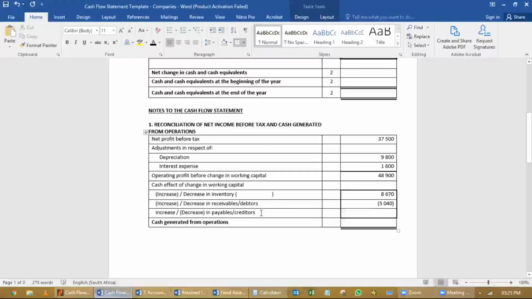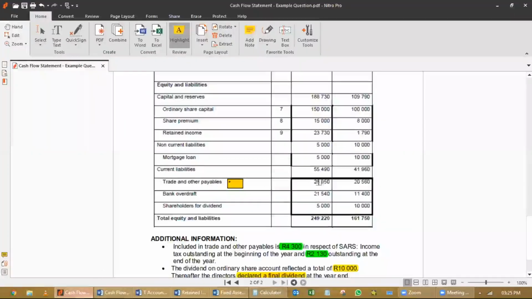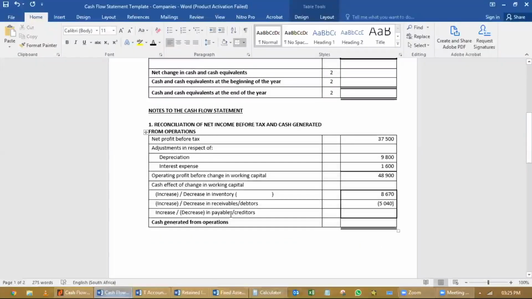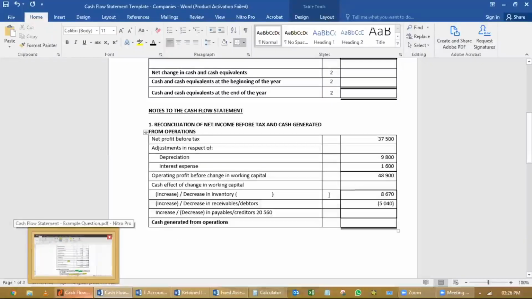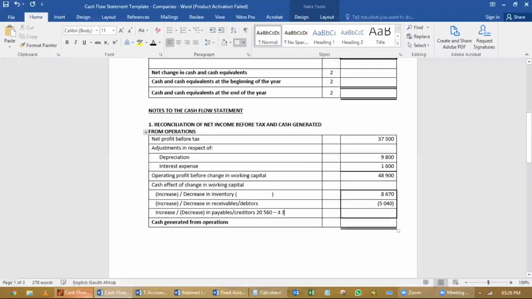Alright, I'm going to do the brackets here for the creditors now that I remember. So we know that 20,560 minus the 4,300, that was still part of those payables. Because we only want to know our creditors, we don't want to know the SARS stuff. So 20,560 minus 4,300. That's correct, right? Yes. Okay, minus 4,300 Rand. That's the first portion of it.